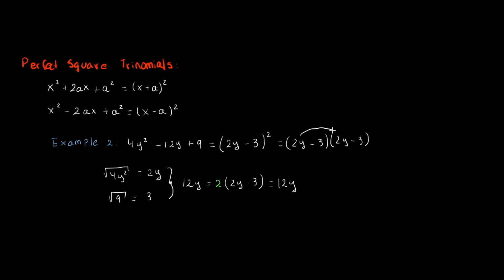Let's see. 2y times 2y must be equal to 4y squared. 2y times negative 3 will be equal to negative 6y. Negative 3 times 2y is again negative 6y. And negative 3 times negative 3 is positive 9. And if we combine negative 6y with negative 6y, we can rewrite it as negative 12y. So we're going to get 4y squared minus 12y plus 9. And there we are. We have exactly the same expression as in the beginning.